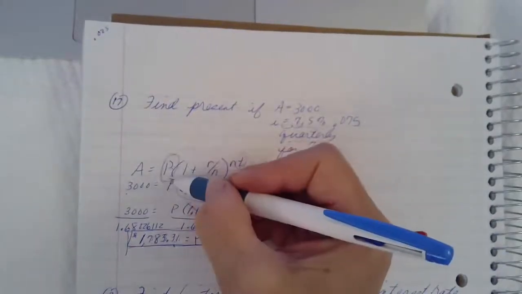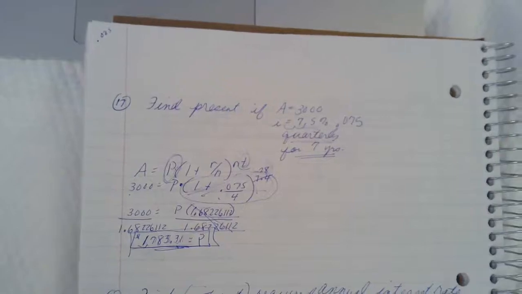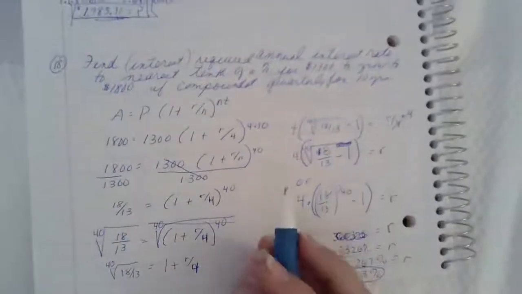So it should be smaller. The answer should make sense, right? Okay, then lastly, number 18, we're solving for yet another spot in this formula. We're solving for the interest, or the R value.